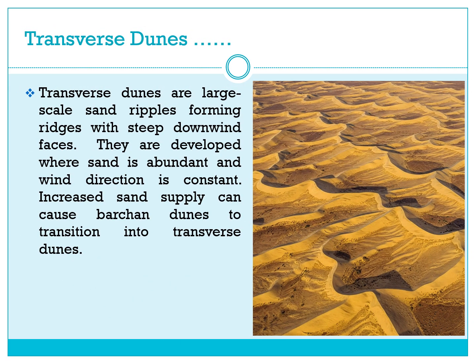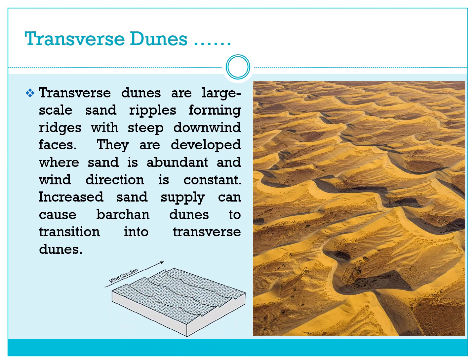Transverse dunes. Transverse dunes are large-scale sand ripples forming ridges with a steep downwind face. They are developed where sand is abundant and wind direction is constant. Increased sand supply can cause Barchan dunes to transition into transverse dunes.